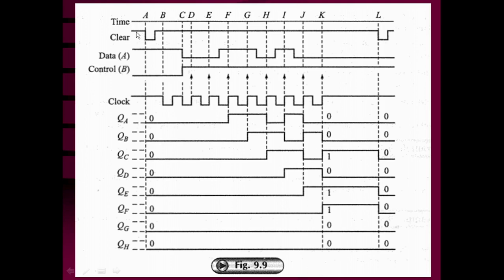At instant of timeline A, the clear signal is going to be activated. It becomes low. As soon as the clear signal goes low, all the flip-flops are going to be reset, irrespective of the clock pulse or any other inputs. So it is asynchronous clear. You can see that the outputs QA, QB, QC, QD, QE, QF, QG and QH are shown here.